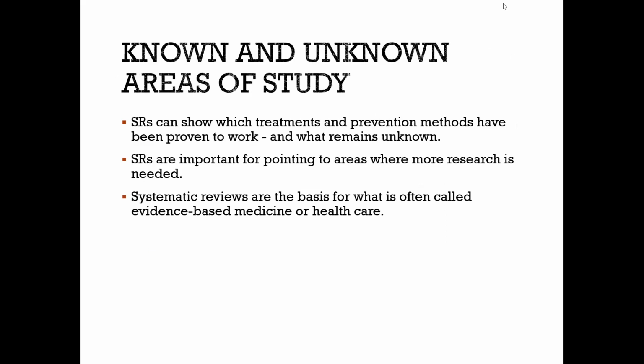Next, known and unknown areas of study. Systematic reviews can show which treatment and prevention methods have been proven to work and what remains unknown, because you compile a lot of data from various studies. Systematic reviews are important for pointing to areas where more research is needed.